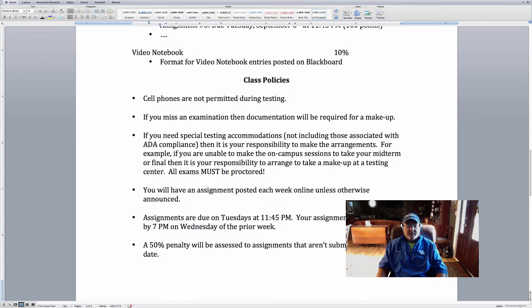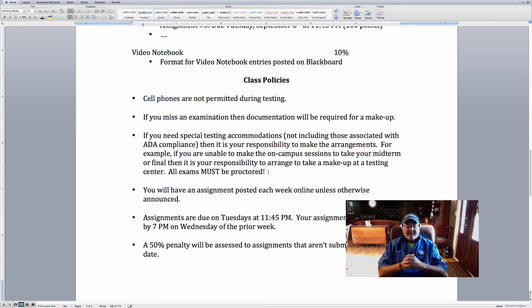Class policies: turn your cell phones off when you're testing. In fact, if I see you with a cell phone while you're testing, you've had a bad day. I'll give you a zero automatically. If you're sick and you can't make an examination, then documentation will be required for a makeup. Guys, I'm not on campus that much, so it's kind of hard for some of you to meet. I'm teaching all online courses now, and I'm doing a research sequence for my graduate students, and that requires a lot of Google Hangout sessions. So, guys, I'm available for help.